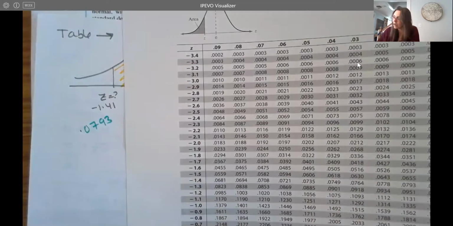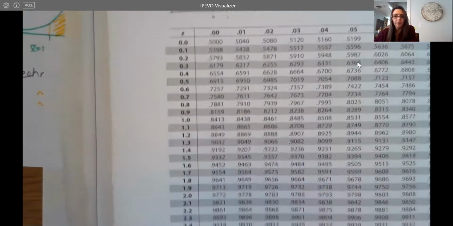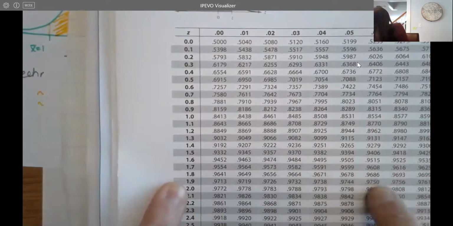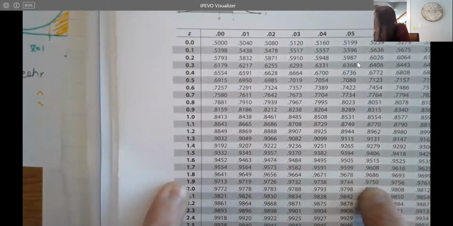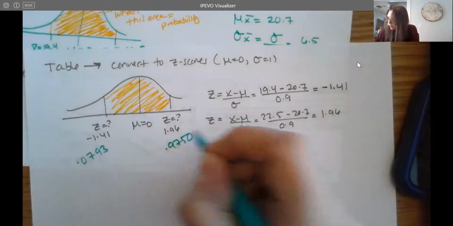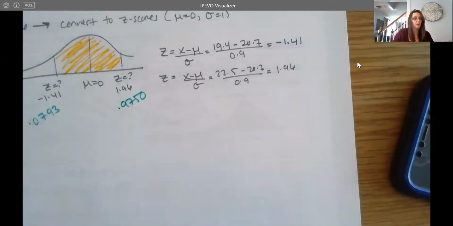And then my other z value we said was 1.96. So on the positive side, it's 0.9750. All right, sorry about all the changing, guys. Like I said, sometimes it's a little bit harder to use the table. Let me just go back to my notes here.